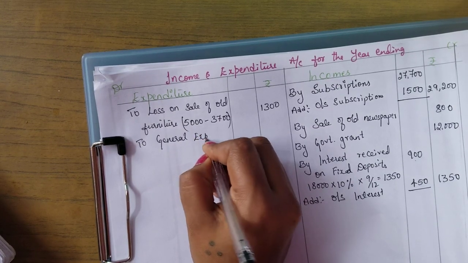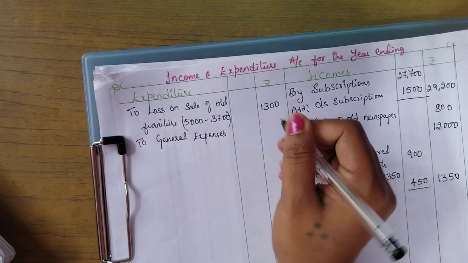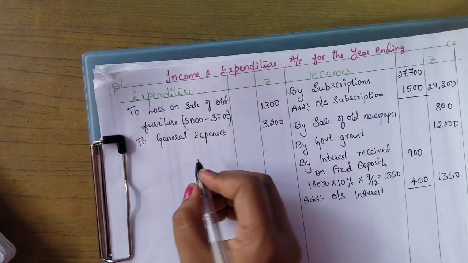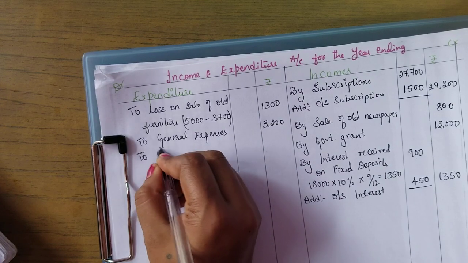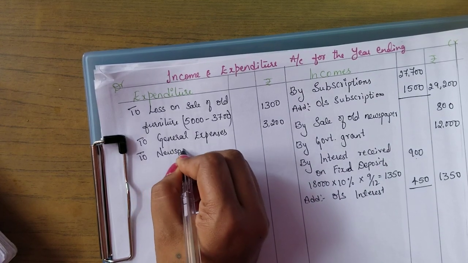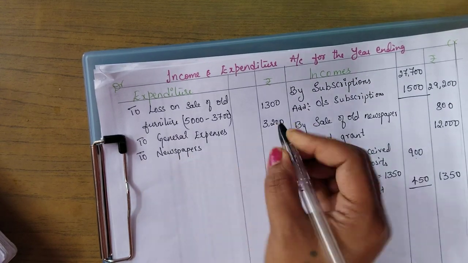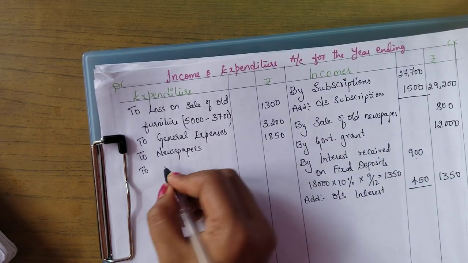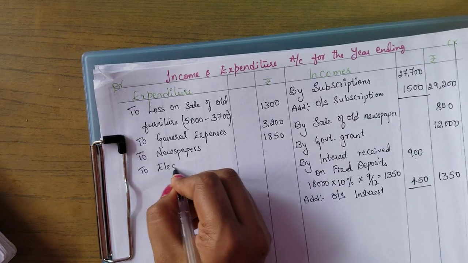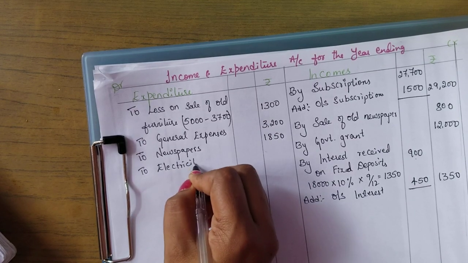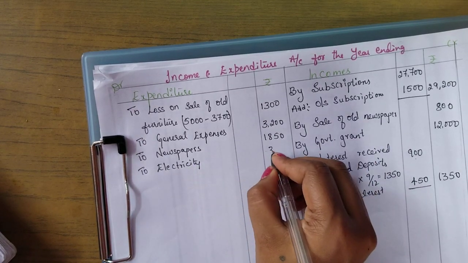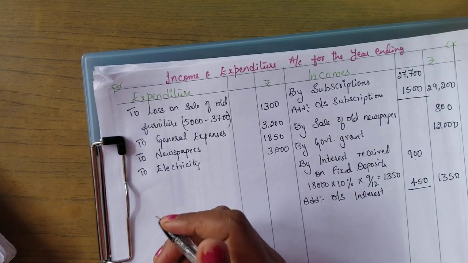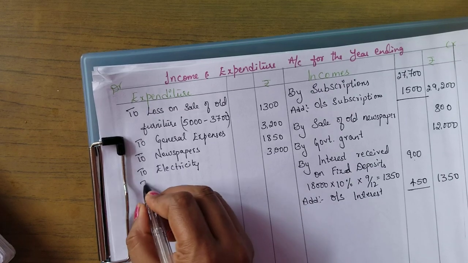General expense, no adjustments, so we can write directly 3,200. Next we have newspapers, 1,850, no adjustment. Next we have electricity, 3,000. Next we have books, that comes to the balance sheet. Next we have salary.